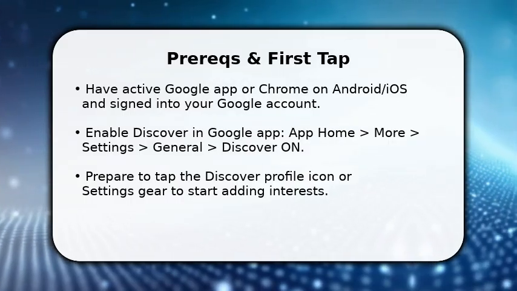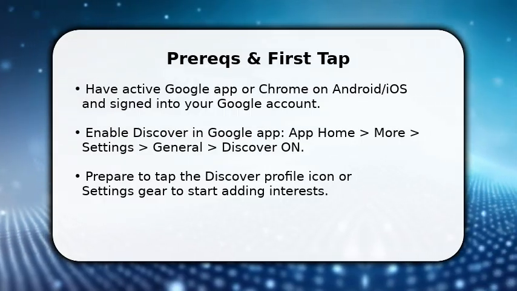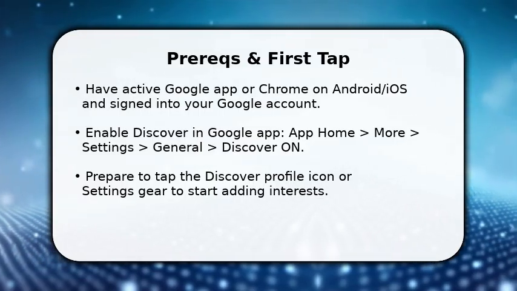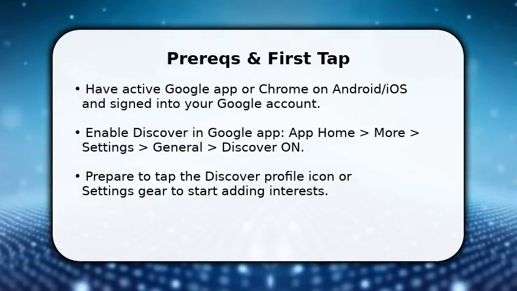Don't skip enabling notifications if you want real-time updates. The reason? Discover uses these preferences to surface relevant cards, so acting here shapes what content appears. Now tap your interests to begin adding topics.